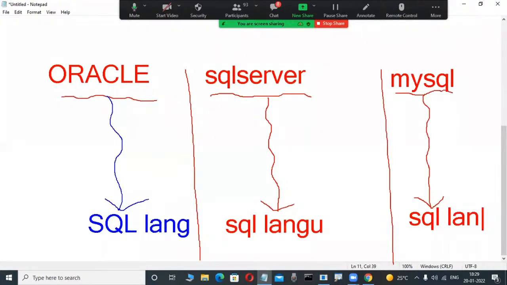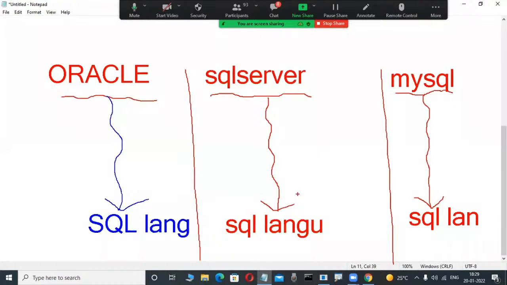Now what is my doubt? Many people attending this demo class have a doubt: are all these SQL languages the same or different? Anybody guess? Only one answer is correct. Whether you are working on an Oracle database product, your friend is working on a SQL Server product, and another friend is working on a MySQL database product, all of you are using the SQL language. But are these SQL languages the same or different? Only one answer is correct.